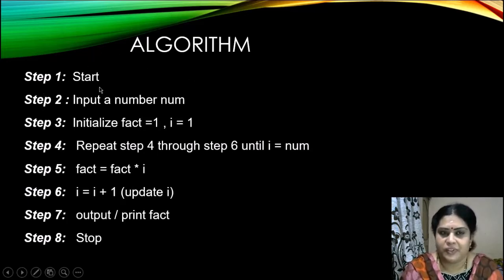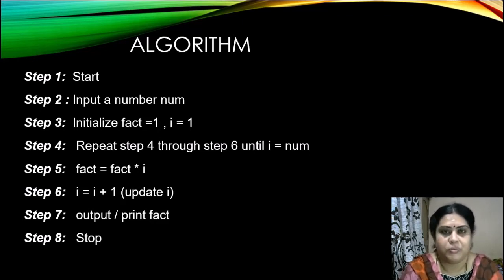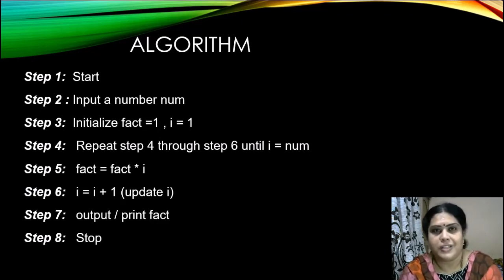Step 1: start. Step 2: input a number num. Step 3: initialize fact equal to 1, I equal to 1. Since we are doing a product, we have to initialize it to 1. We cannot initialize it to 0 as we did in the earlier video of finding the sum of the series, where I said sum is equal to 0. But if I put 0 here, you can imagine what the factorial will be. I'll tell you at the end of this video what happens there.